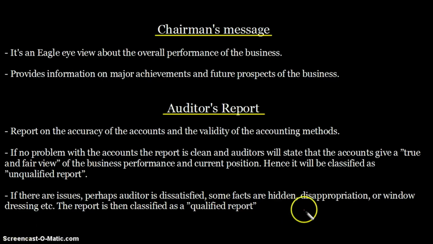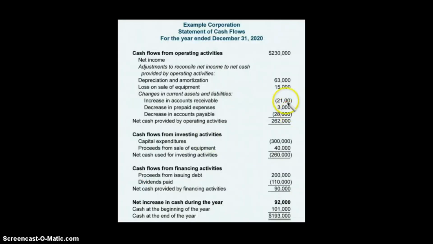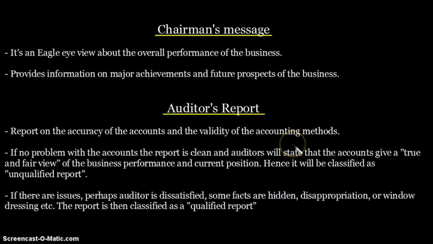Sorry, there were little spelling mistakes. I have corrected it. It was disappropriation or window dressing, etc. So basically, the auditor's report checks the accuracy of the data of the accounts of the business published. It checks if the data is correct or not. They basically add and subtract all this information and see if the final data is correct or not, or if the business has made some window dressing, etc., or if some sales have taken place or not. Basically it checks the authenticity of the data, and if it's all correct, then it's an unqualified report. And if there are some errors in it, then it is a qualified report, after which there are some legal actions taken.